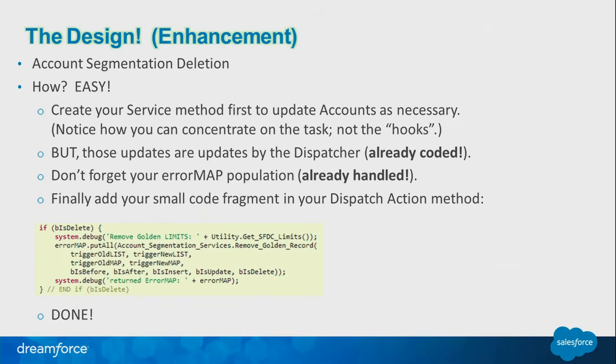So, just in review again, you're going to create the services method first to create the accounts as necessary. You can concentrate on the task. You didn't have to worry about the updates. The dispatcher does it, already coded. You didn't have to worry about your error maps, already coded. And finally, you just added that one little thing into the dispatcher to make it happen. Done. Create a test method or two and tell your boss it's going to take you another half a day.